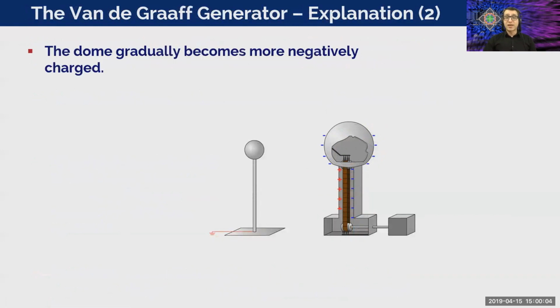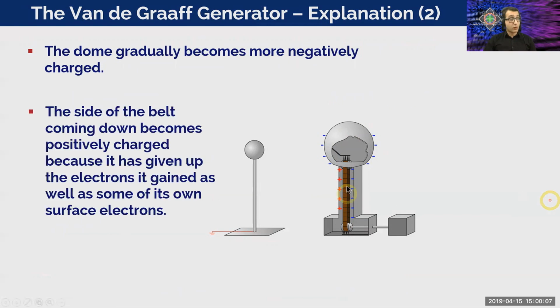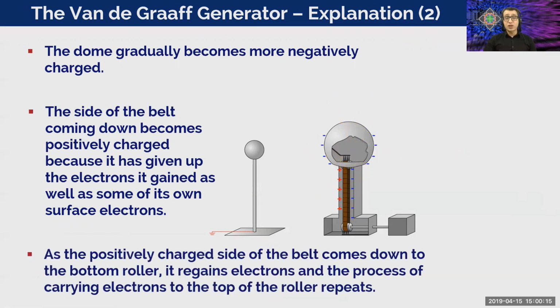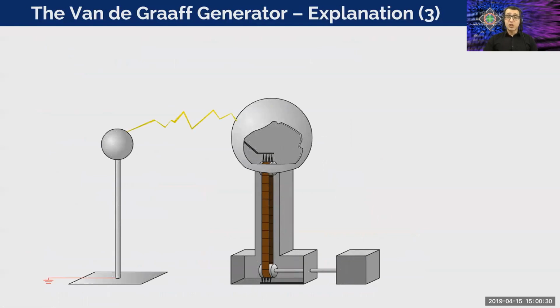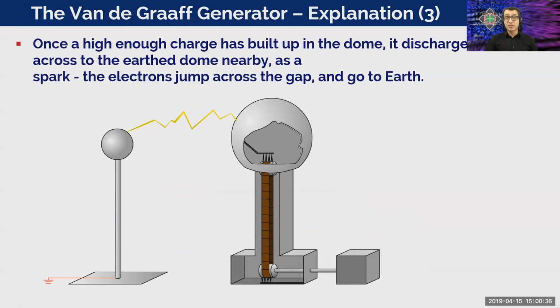So the dome gradually becomes more negatively charged, and the side of the belt coming down from the brushes over here becomes increasingly positively charged because, of course, it's given up its electrons to the dome. As the positively charged side of the belt comes downwards, it regains electrons, and then the process of carrying electrons back up to the top can continue, making the dome increasingly negatively charged. Once a high enough charge is built up in the dome, it discharges itself across to the earthed dome nearby as a spark. And so the spark is actually the light being given off as the electrons flow through the air and ionize the gas particles in the air.